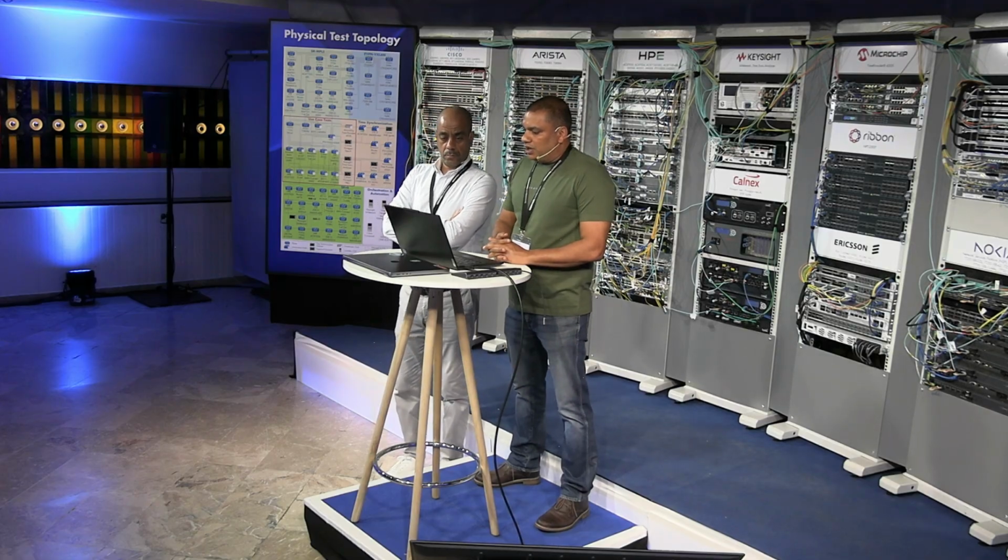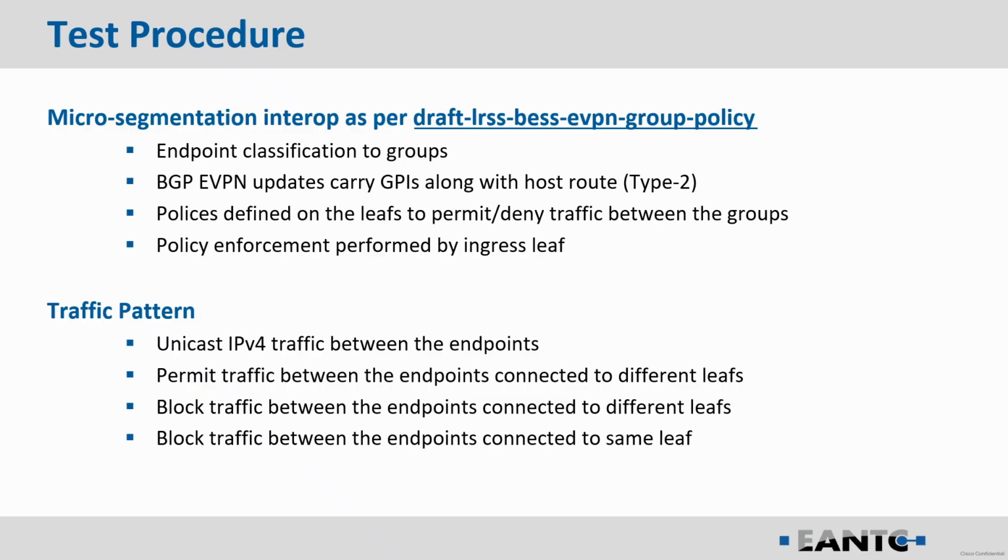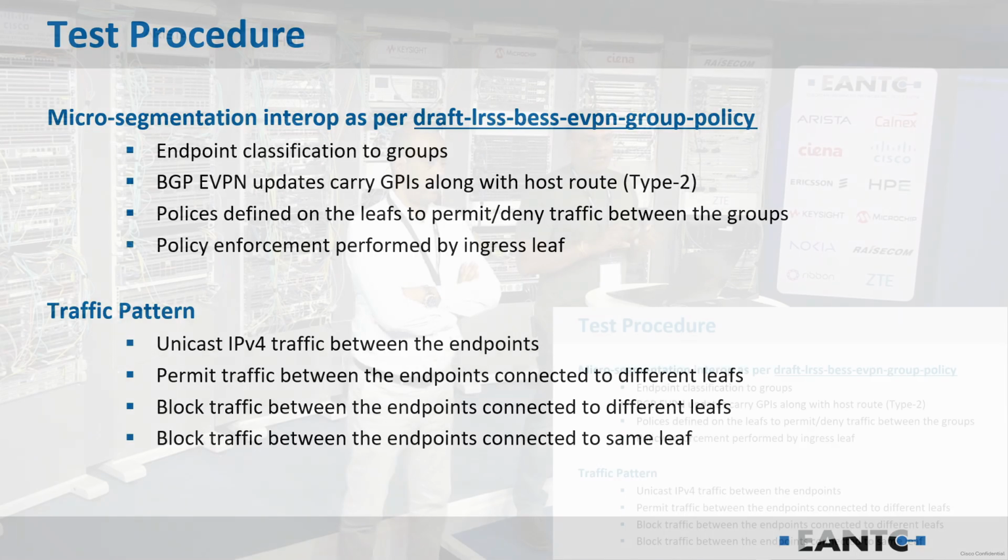In this test procedure, we have done the classification of the endpoints to their respective groups on each of the VTEPs. Automatically, as soon as that endpoint is learned on the VXLAN fabric through the BGP EVPN update, we also carry the security group tag, so that the remote VTEP also knows what endpoint security group ID a certain host is mapped to. Based on that, each and every VTEP in the fabric can apply the policy independently.